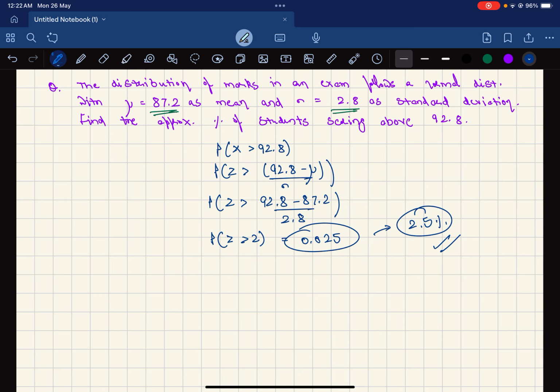So once again, this was another example where we use the empirical rule directly instead of using the standard normal tables to get the required probability.